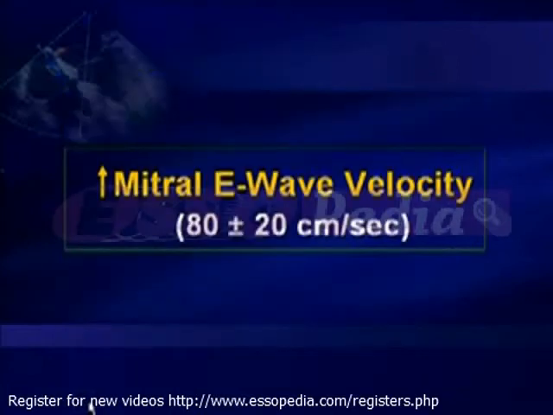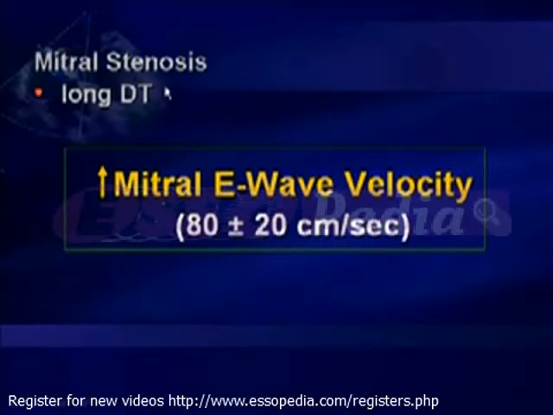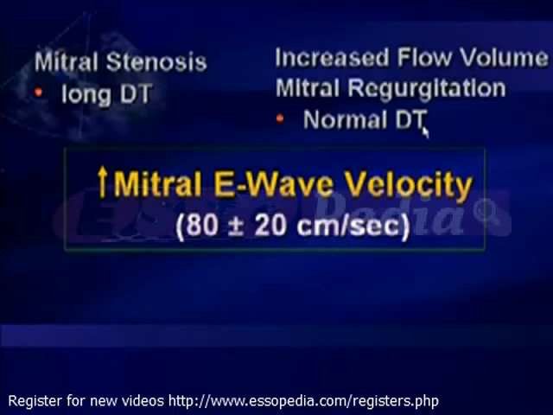When faced with an individual with an increase in the mitral E wave velocity, there are generally four possibilities for this. One, that this patient has mitral stenosis or some obstruction to inflow. Generally, you could address this through features on the two-dimensional image as well as a long deceleration time. Two, the patient may have an increased flow volume, such as with mitral regurgitation, but you would expect that in individuals with mitral regurgitation the deceleration time would remain normal unless there's some underlying abnormal left ventricular function.